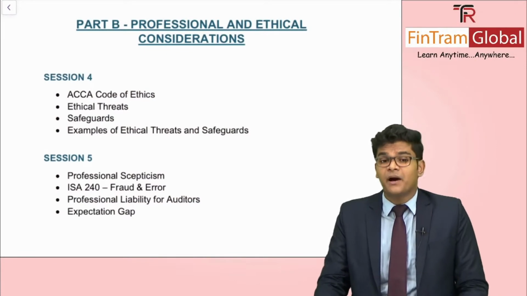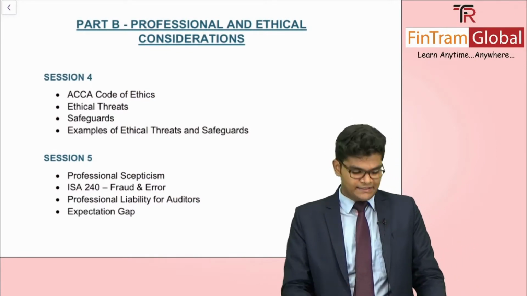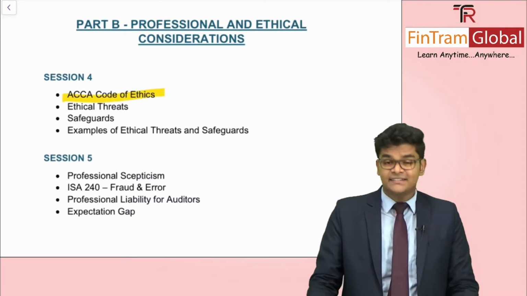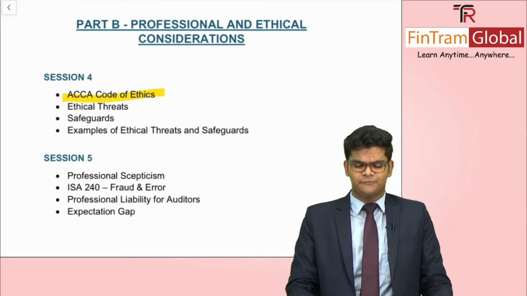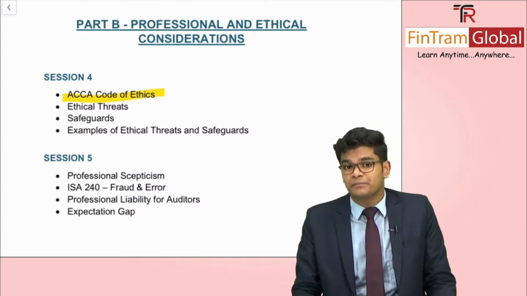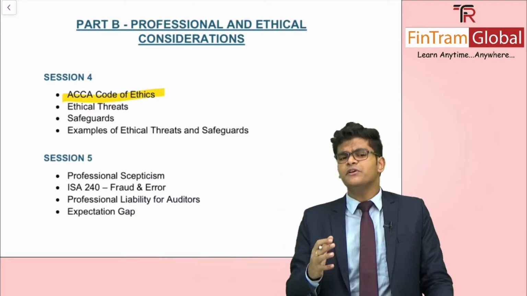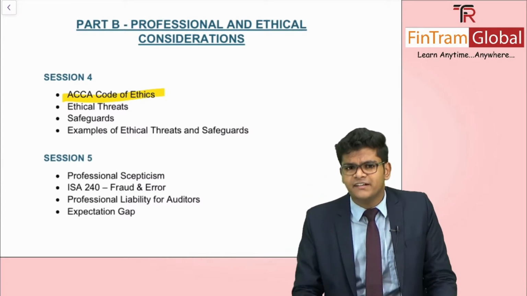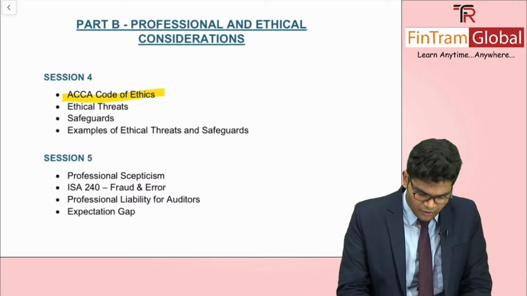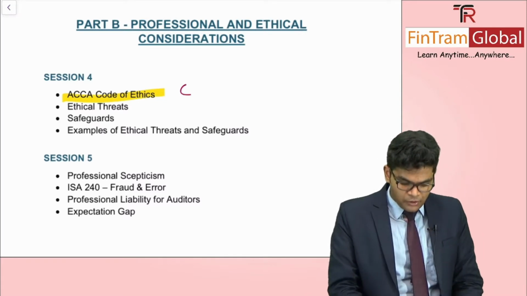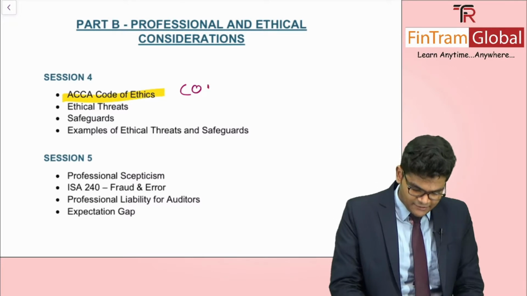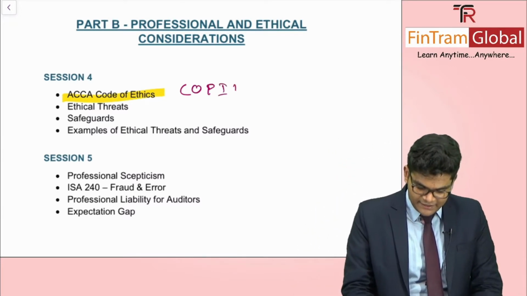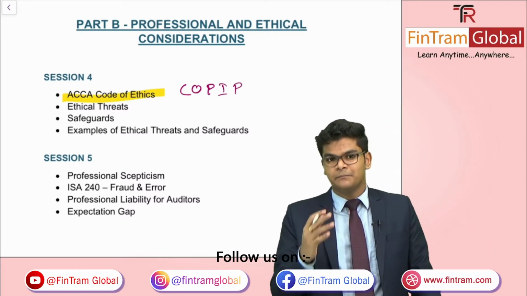So, we are at part B of the syllabus, that is professional and ethical considerations. And of course, in the previous session, we first of all learned about the ACCA's Code of Ethics and Conduct, where we looked at the 5 fundamental principles of ethics. And we also learned about a memory aid to remember those 5 fundamental principles. What were they again? We just have to remember COPET. C stands for confidentiality, O is for objectivity, P is for professional competence and due care, I is for integrity, and the next I is for professional behavior.